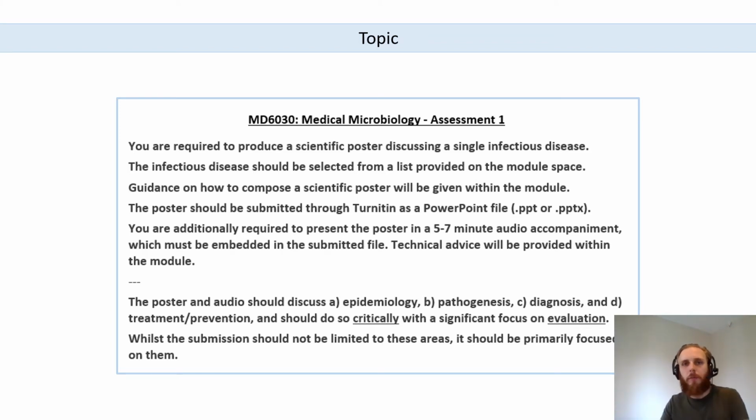So what is this topic we're talking about? It's up to you, essentially, as long as you pick the topic from a list on the module space. I've put a list of infectious diseases on the module space, and what you need to do is pick any single one of those infectious diseases, and that infectious disease you've chosen is the topic of your poster. You'll see this is clearly outlined in the assessment brief. I'm asking you to pick a single infectious disease from the list on the module space.